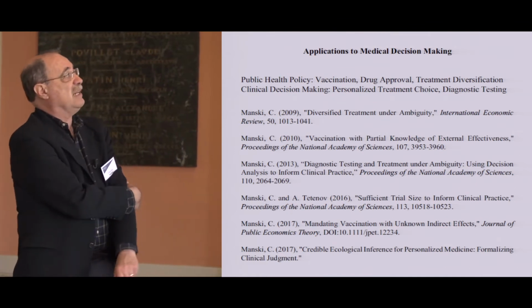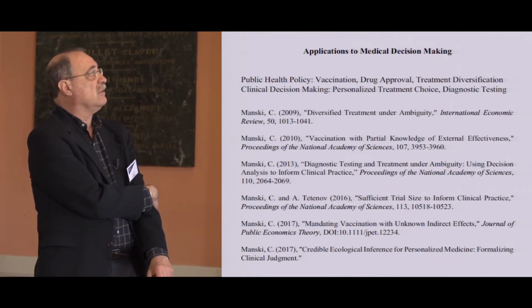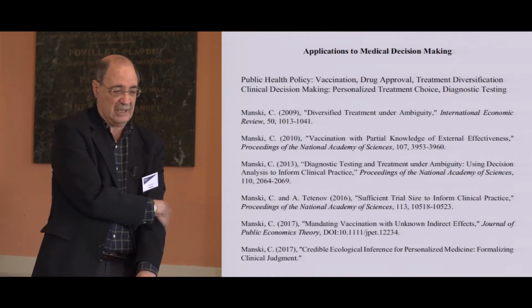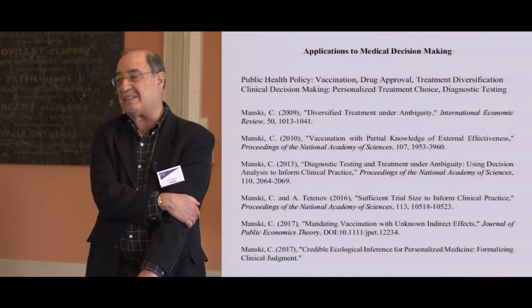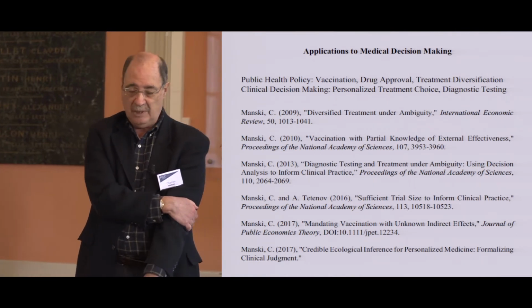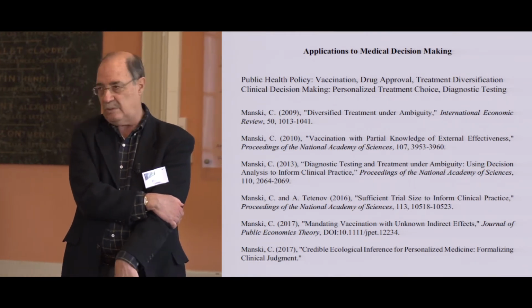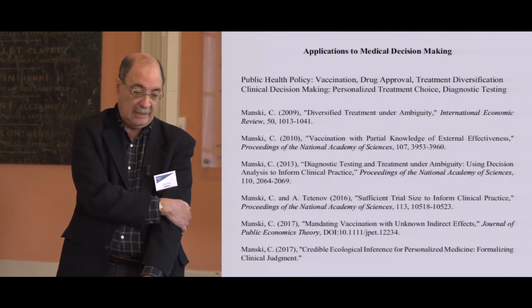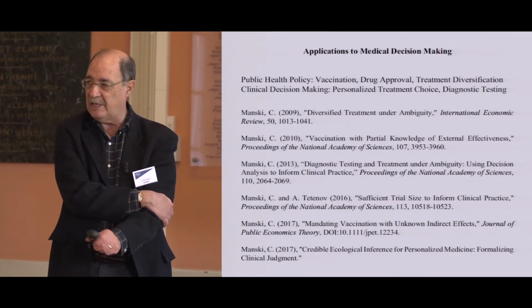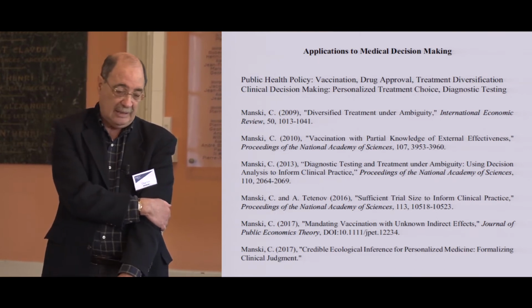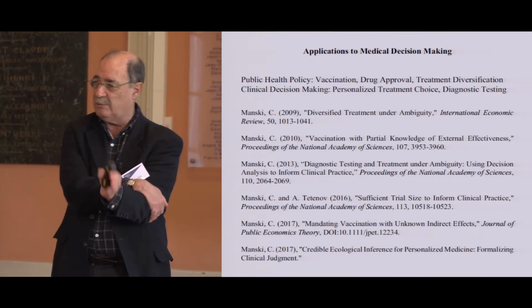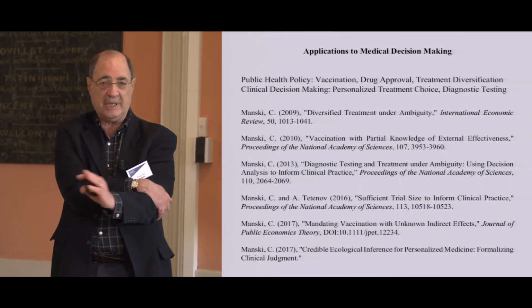So I've written a series of papers which are listed here. The topics that I've studied on the public health side range from choosing a vaccination policy under ambiguity by a public health agency to drug approval and treatment diversification. And the treatment diversification I'm going to talk about today. Those are public health problems. That's like the Manski social planning problem.